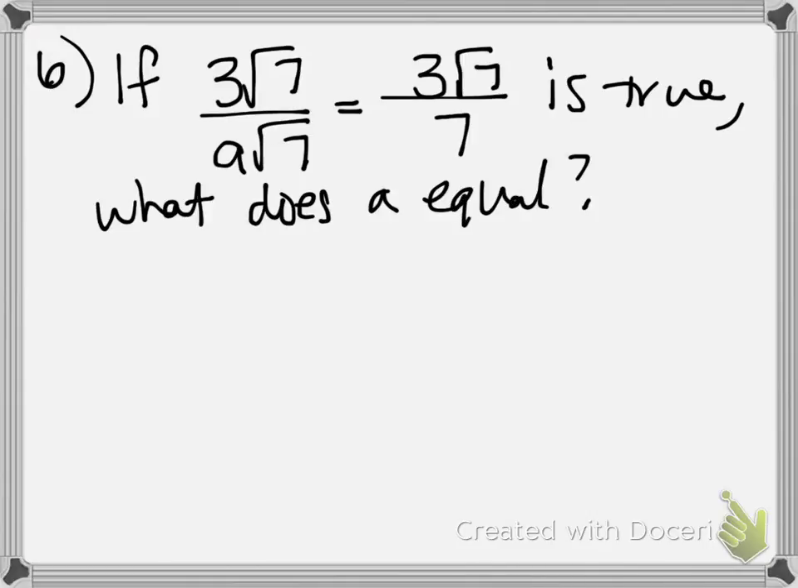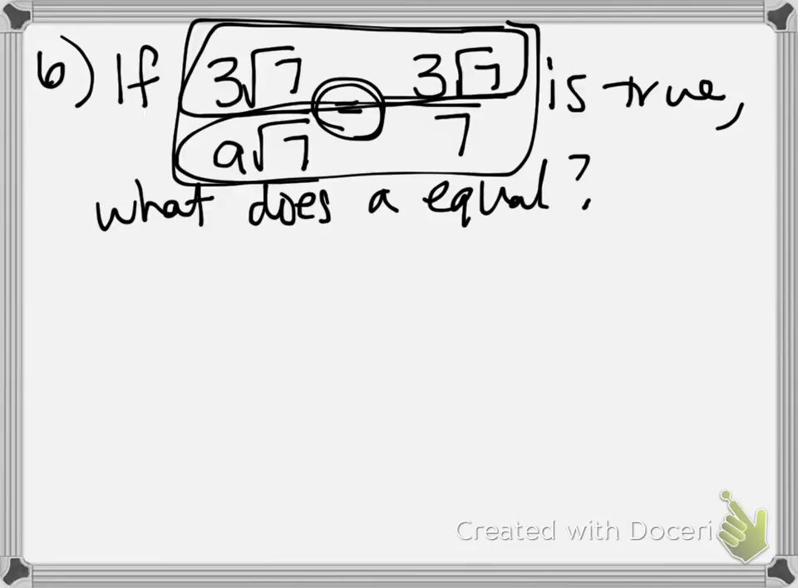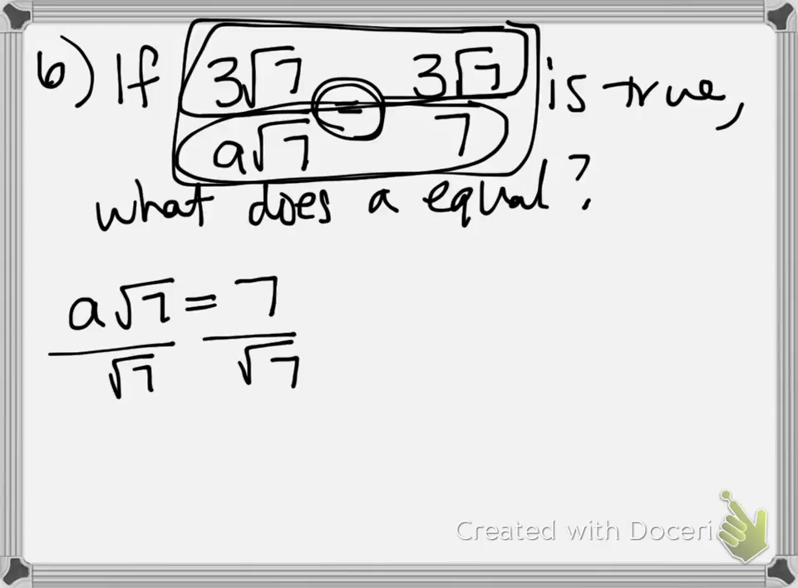And so a lot of people freak out over this, but let's think about this. This is an equation, okay? Notice that my numerators are equal to each other because of that equal sign. 3 square root of 7 equals 3 square root of 7. So what I can actually do is I can set an equation up. I can do a square root of 7 equals 7. So to get a alone, I would have to divide by the square root of 7. So a equals 7 over the square root of 7.